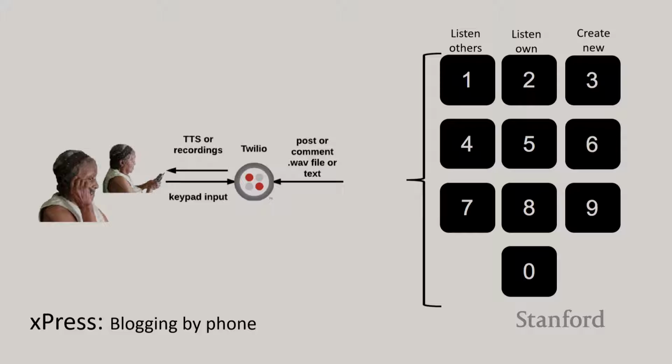If they want to listen to others' posts or their own posts, they then hear a recording of that exact post and also comments. They hear the exact recording. And then if they want to create a post, they record the message by speaking directly into the phone receiver. They press a digit to signal the end of the post.